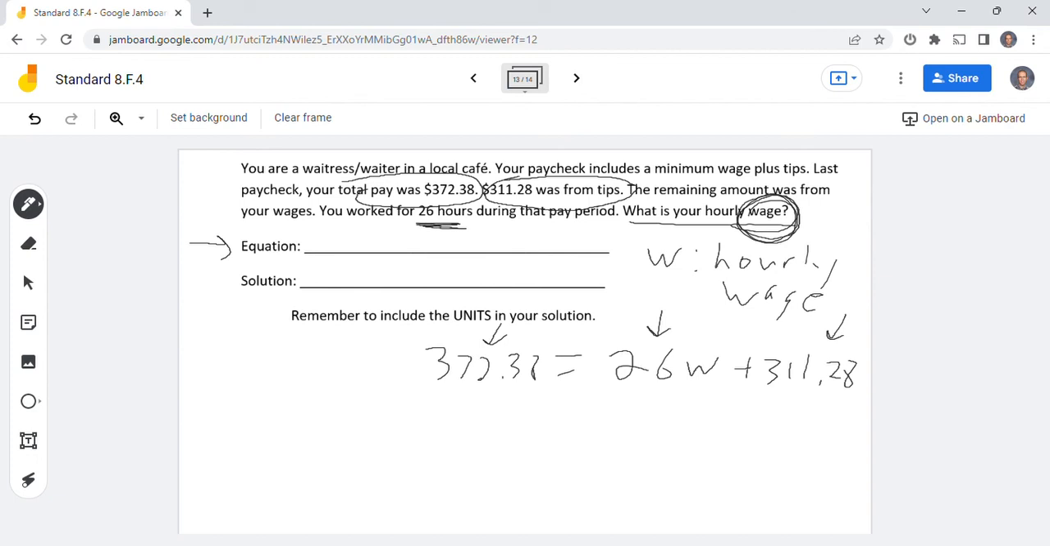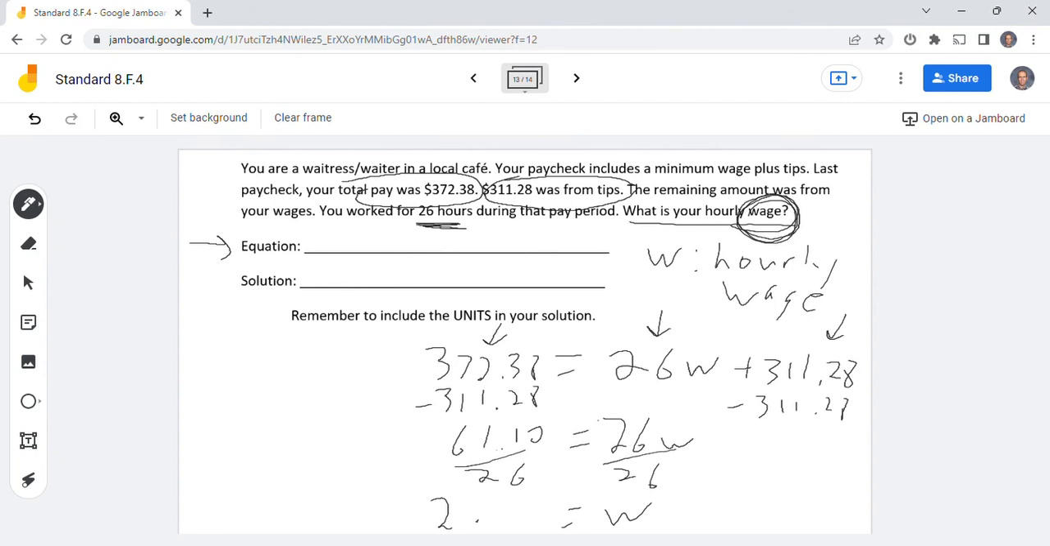All right, we're going to solve this one just like we did before, so we're going to subtract 311.28. That gives us a total of $61.10. Over here we have 26W. Let me fix that typo there. 26W, divide by 26, divide by 26, and that should give us our wage. And that ends up being $2.35 per hour. So our solution, our wage equals 2.35. The units are going to be expressed by putting that $ sign there.